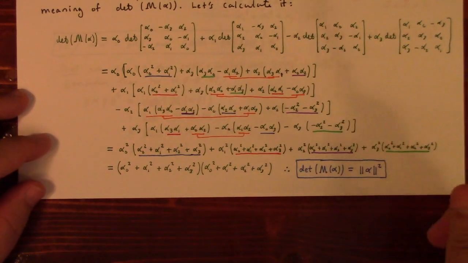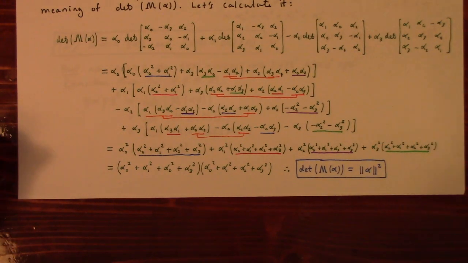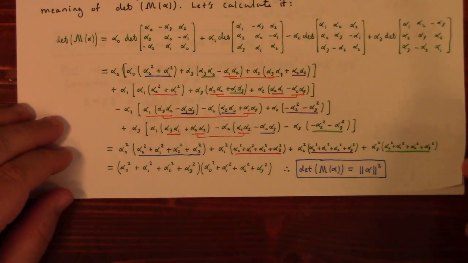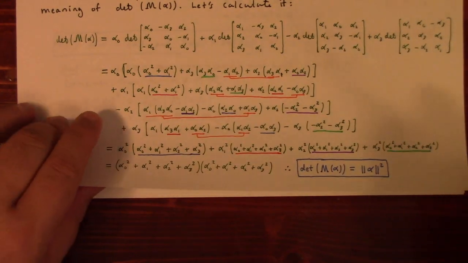And those 16 terms actually end up giving you this sum of squares times that sum of squares, which is pretty cool because that's the length of the quaternion squared. So the determinant of the matrix of the quaternion is actually the length of the quaternion squared, which makes this particular matrix representation very nice because it nicely interfaces between the world of matrix multiplication and determinants and the quaternions and their norms.